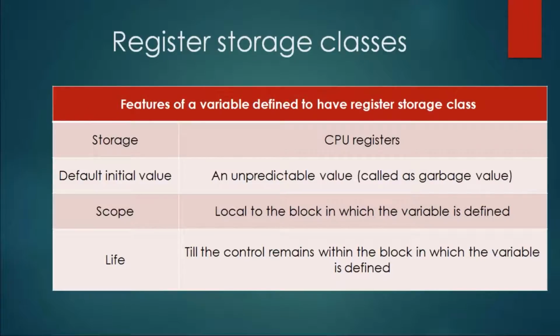Then we have register storage class. Register storage class is very similar to automatic storage class. The only difference is this variable will be created in a CPU register, so it will give better performance. So storage is CPU register. Initial default value is again a garbage value, which is unpredictable. Scope is local to the block in which the variable is defined, and life is till the control remains within the block in which the variable is defined.